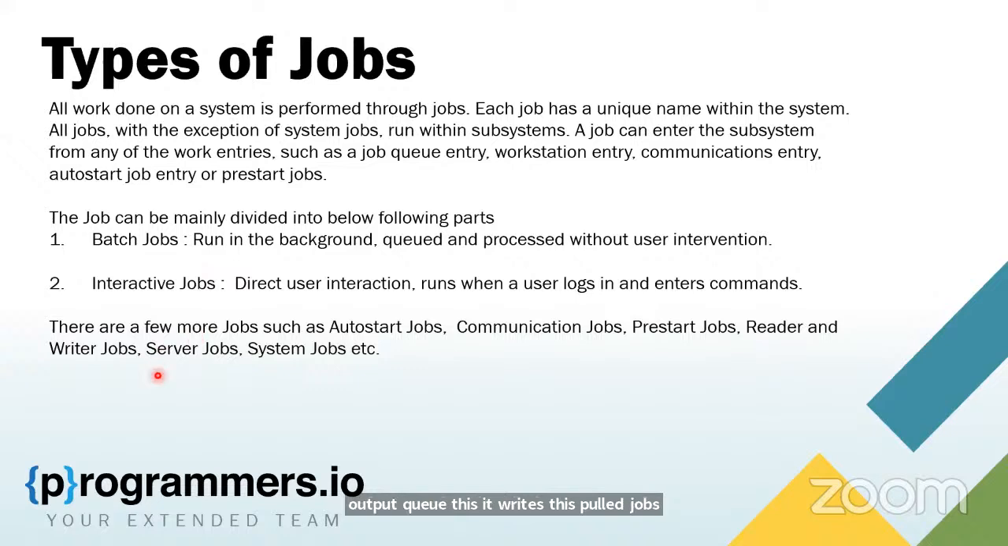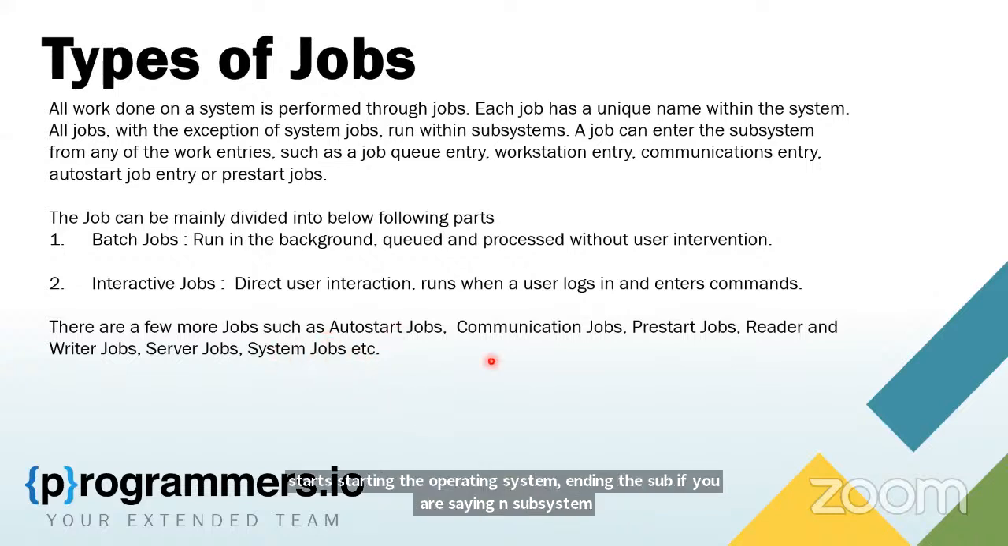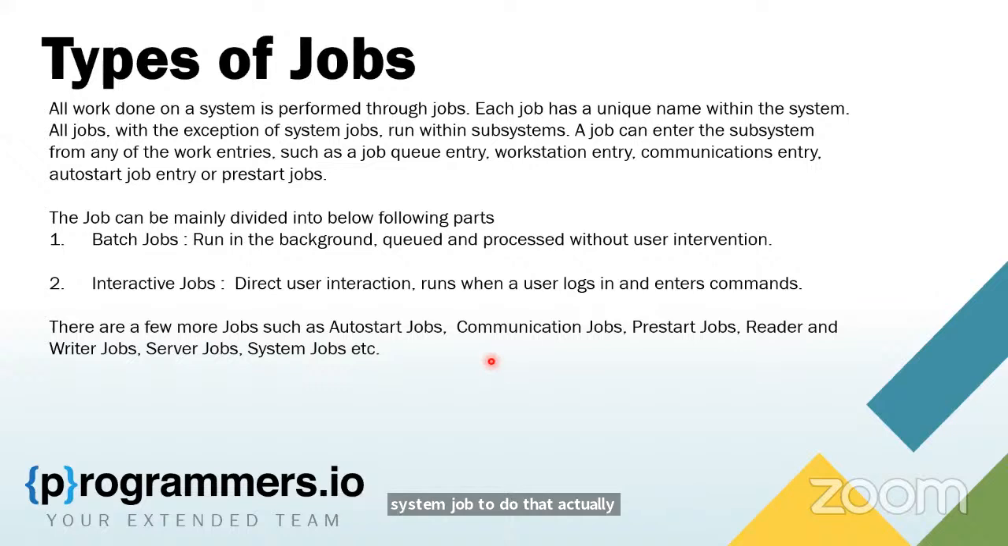Server jobs are the ones which run continuously in the background, waiting for some kind of information to come in. System jobs also. System jobs are the ones that control things like writing to the disk. These system jobs are not in our control. They are from IBM i. It starts the operating system, ends the subsystem. If you are saying end subsystem, there should be a system job to do that actually. So that is a system job.